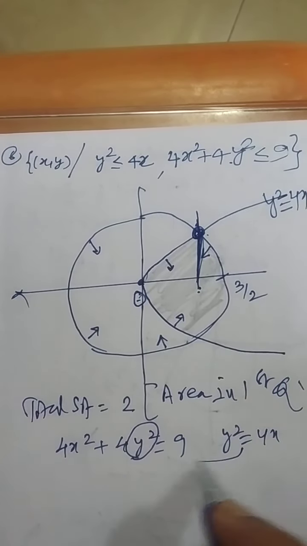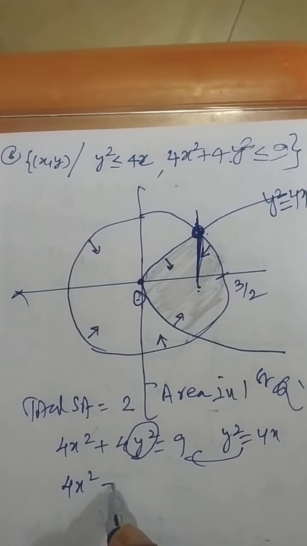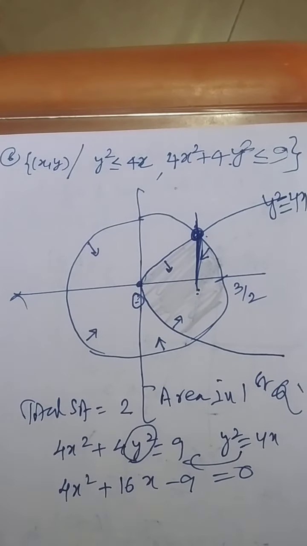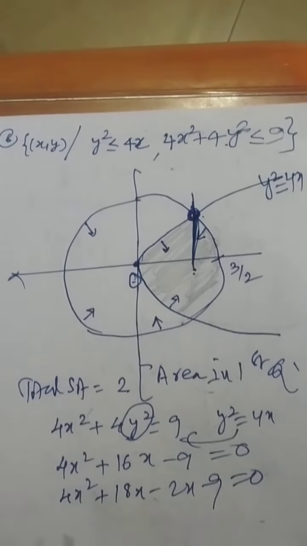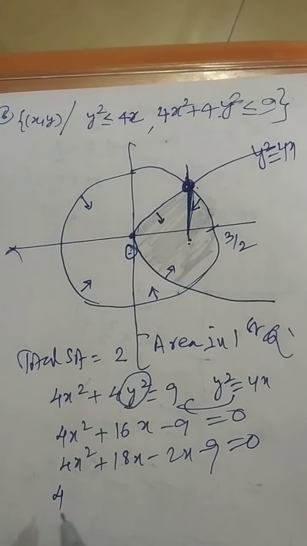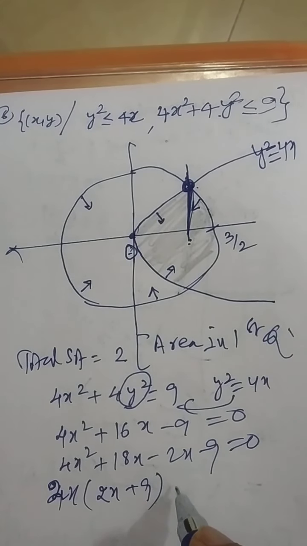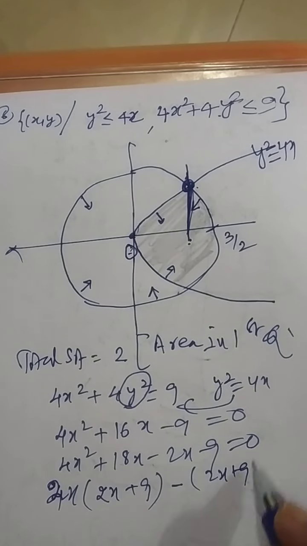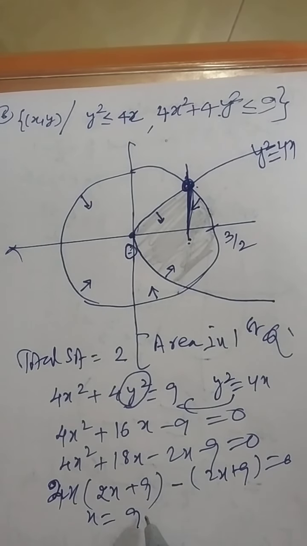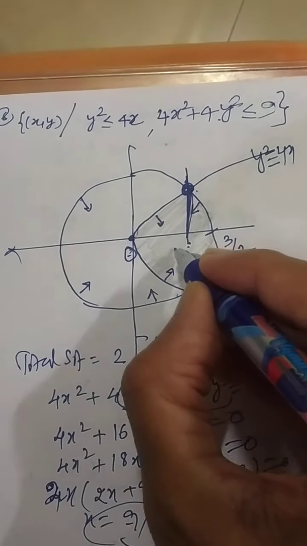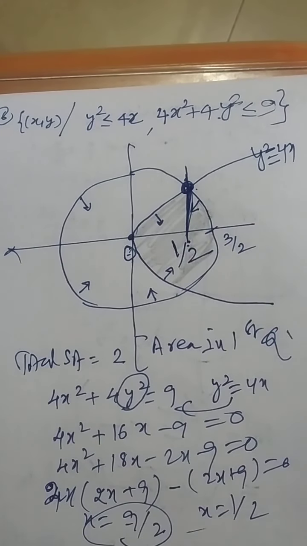Replace y square over here. So it will be 4x square plus 16x minus 9 equal to 0. Try to solve this and tell me the points of intersection. Split the middle term like this. Take 2x common: 2x into 2x plus 9, and minus 1 common: 2x plus 9. You get x equal to minus 9 by 2 and x equal to half. Minus 9 by 2 is not possible, so this point is nothing but half.